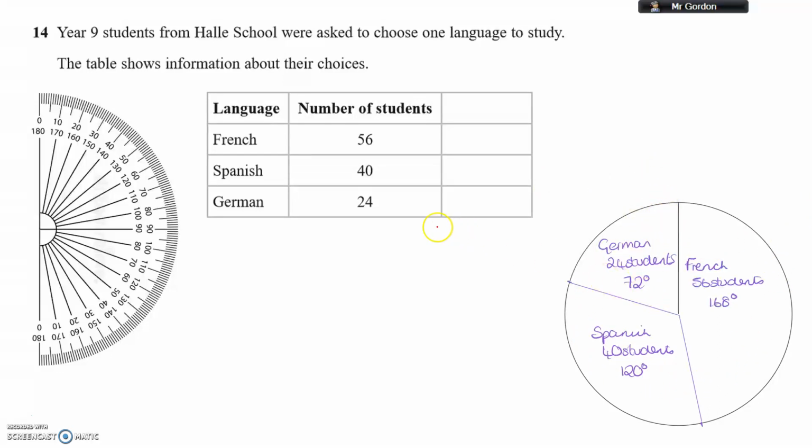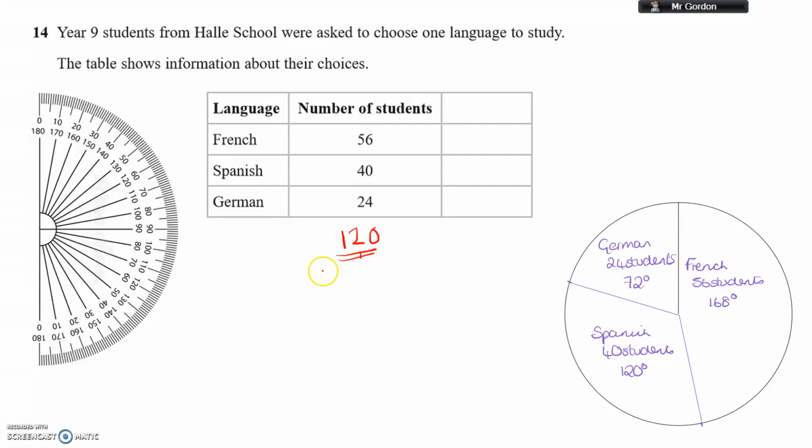Alright, so first thing you need to do if you're drawing a pie chart is work out how many things you're going to put in it. So how many students are we going to put in it? How many students go to this school? So we've got 56, 40, 24. You can add it up in columns. So you've got 6, 0 and 4. That makes 10. So carry the 1. 5 and 4 is 9, plus the 2 is 11, plus the 1 is 12. So there are 120 students at the school.